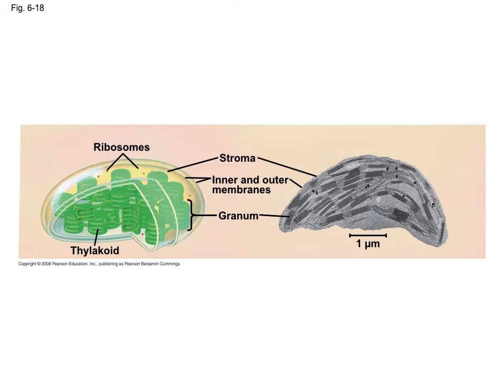Over here on the right-hand side, you can see a TEM image of a chloroplast. And again, you can see the stacks of grana all connected as part of the thylakoid membrane.